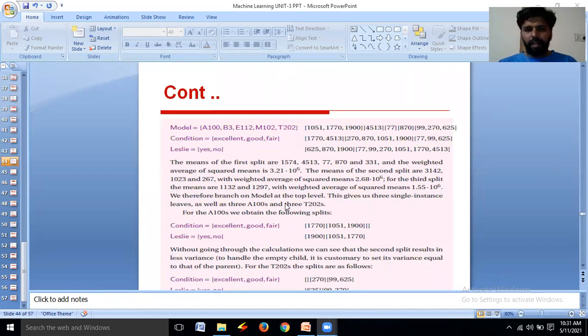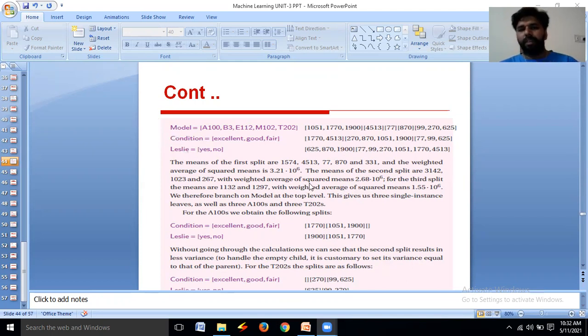Based on these values, the model having the highest rank is placed at the root level. The next highest goes to condition, so condition is arranged at the left side of the root node, and Leslie is arranged at the left side. Like that, we arranged attributes in the decision tree, meaning features in the decision tree. Don't confuse it: in data warehouse and mining, we call features attributes. In machine learning, these attributes, model and condition, are treated as features.